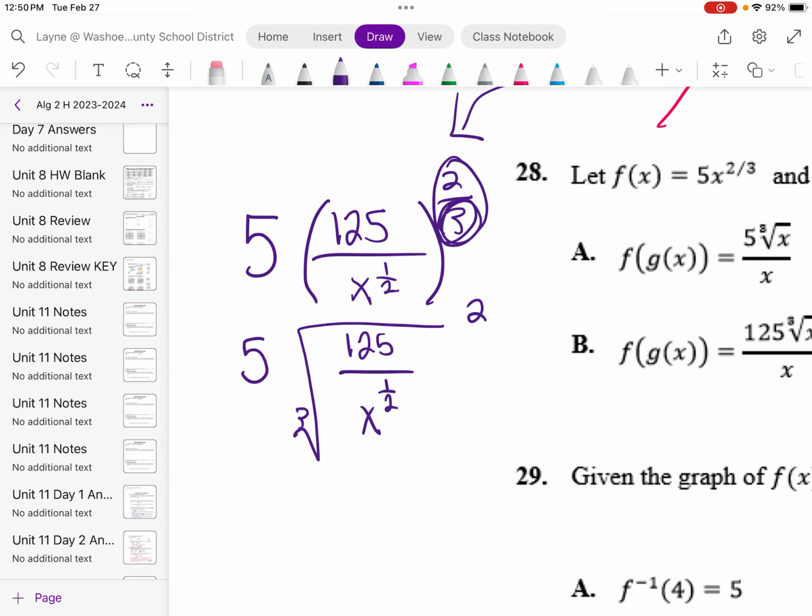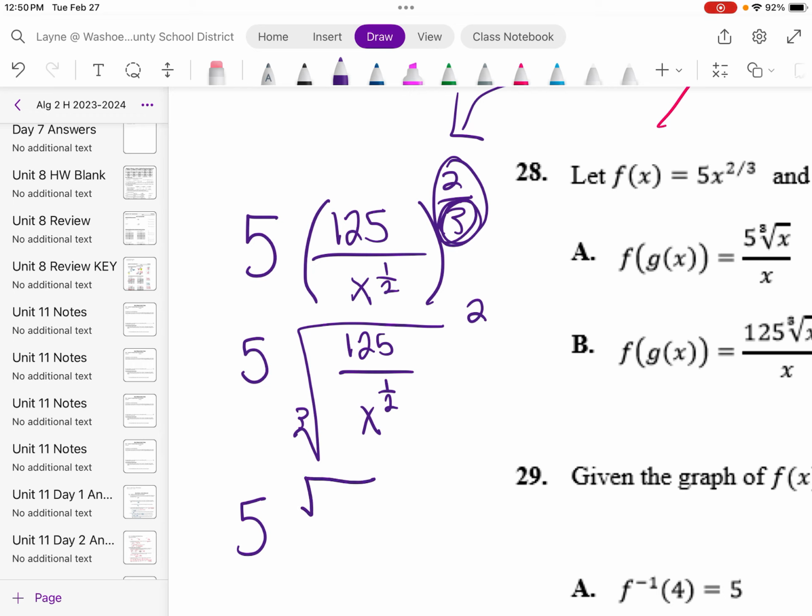I'm going to do this in 2 separate steps, actually. So I leave the 5 on the outside. That doesn't have anything attached to it. It's just 5 in front. There were no parentheses telling us that the 5 goes in the radical. So the 5's just in front.